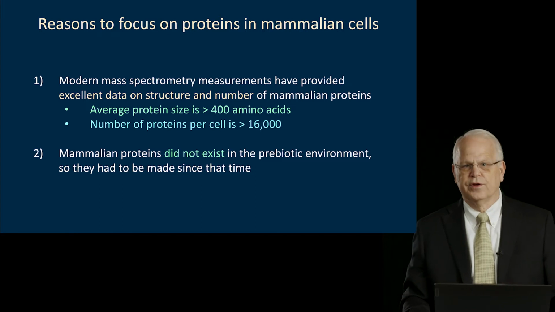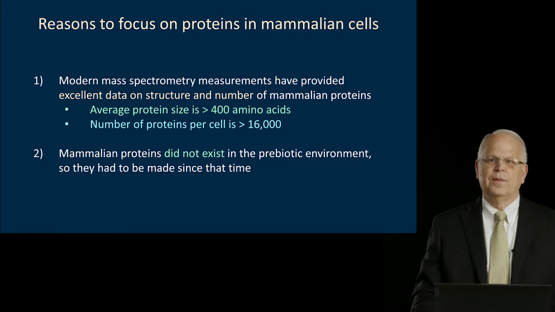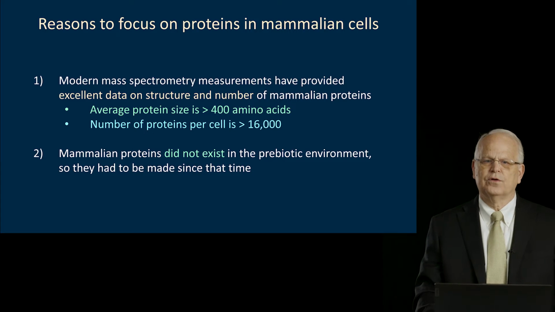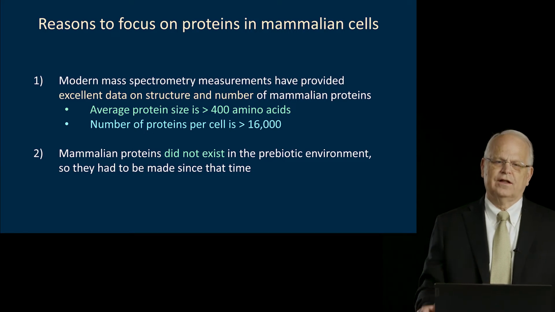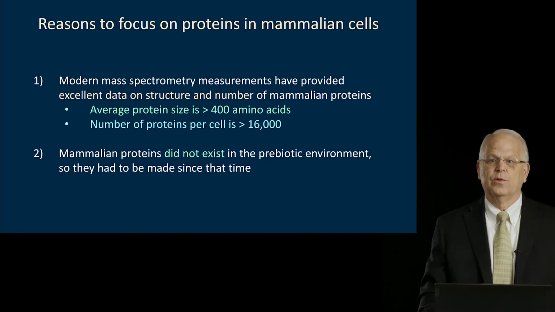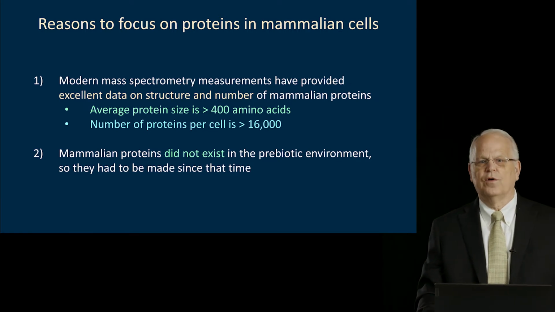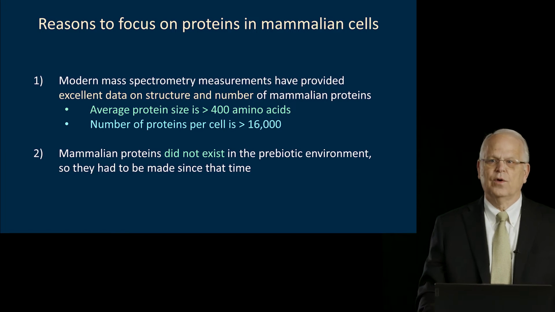Now, what's the reason to focus on proteins in mammalian cells? And there are a couple of good reasons. The first is that modern mass spectrometry measurements have provided excellent data on structure and number of mammalian proteins. So we have done lots of analyses in mammalian cells, and we know the average protein size in a mammalian protein is greater than 400 amino acids long. We know the number of proteins in a cell is greater than 16,000, and we've done a lot of characterization of these proteins.